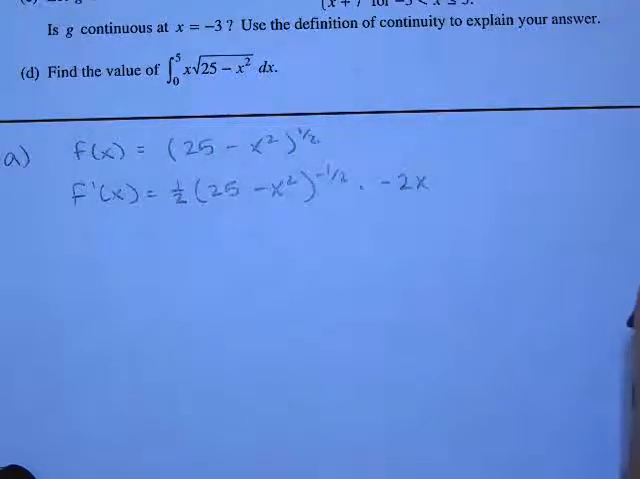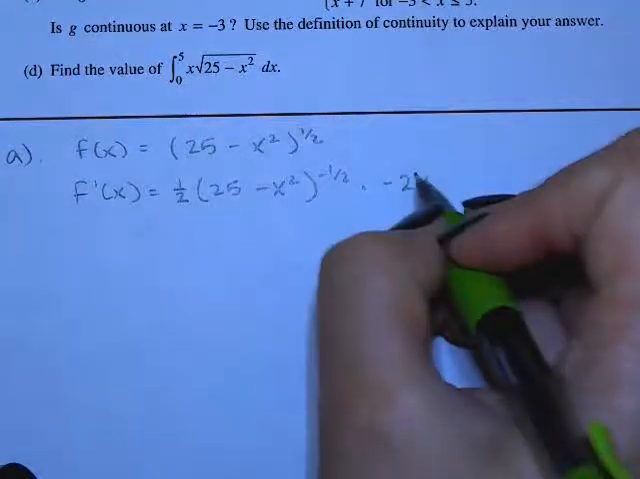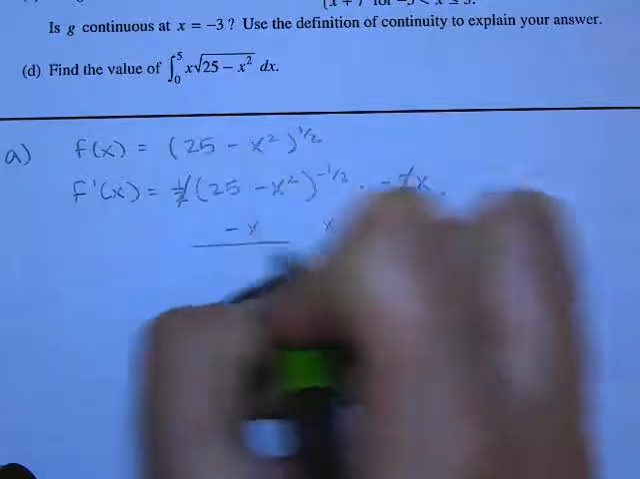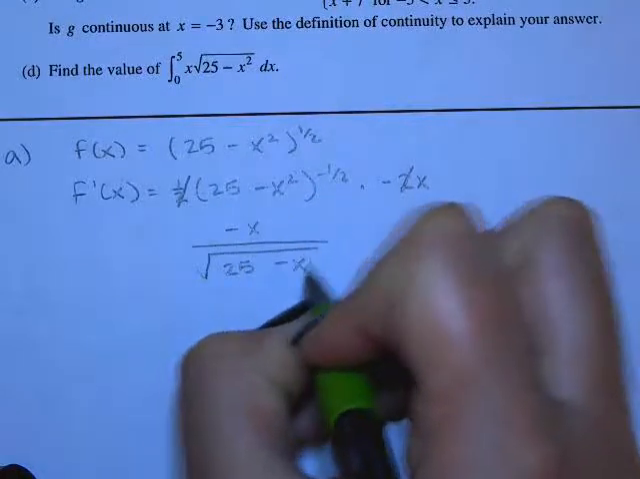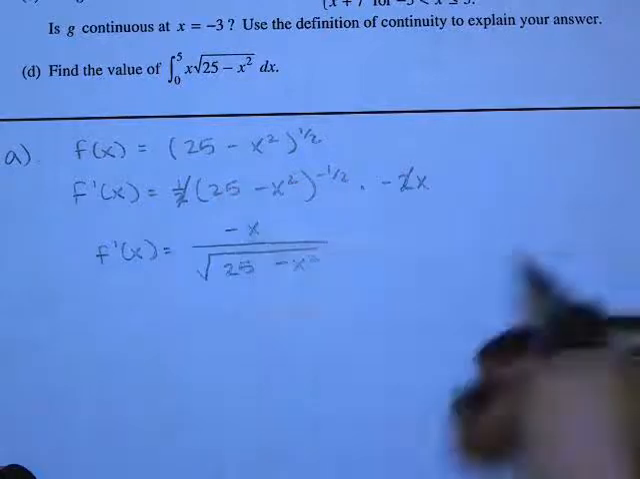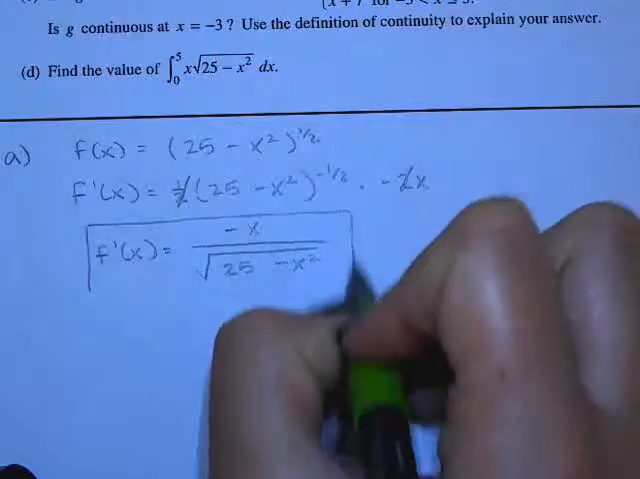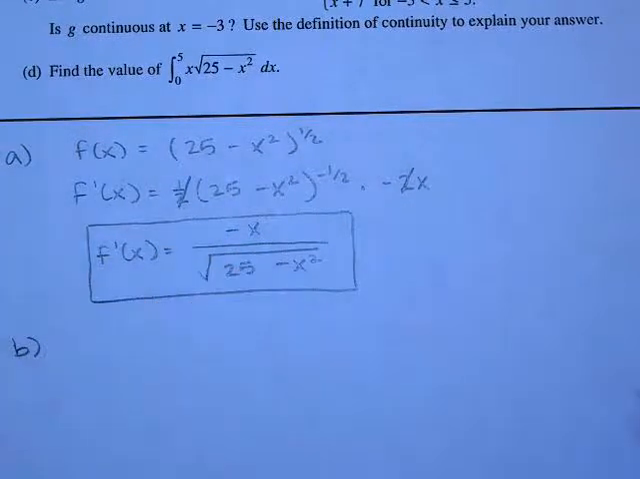And technically you should be able to leave it like that because you technically don't have to simplify, but I'm going to go ahead and actually simplify it. So there is my derivative. And that's all they wanted, so part A is done.